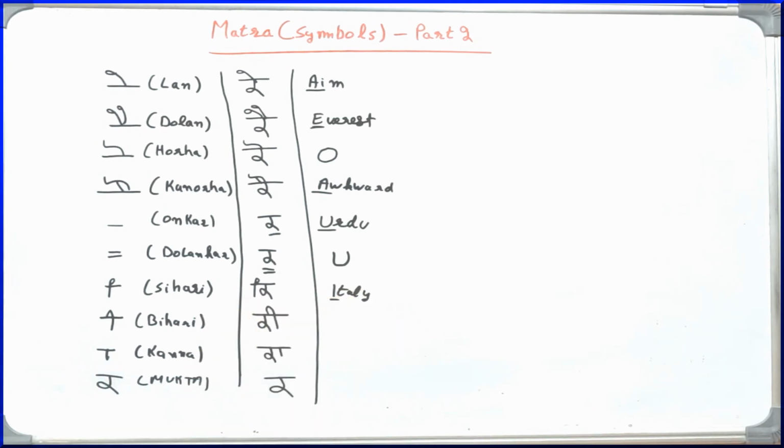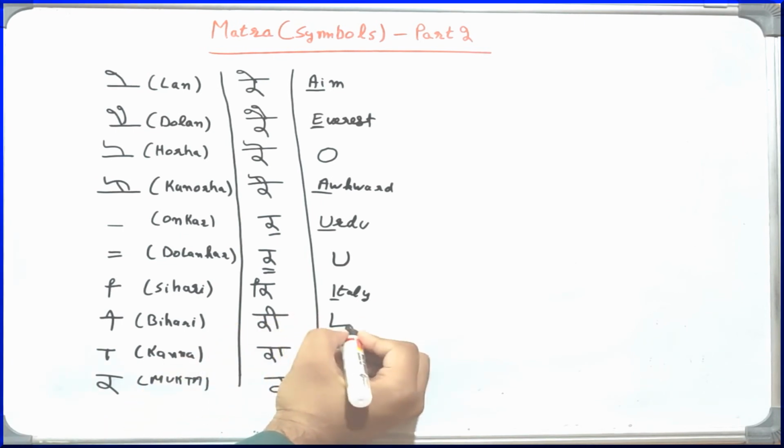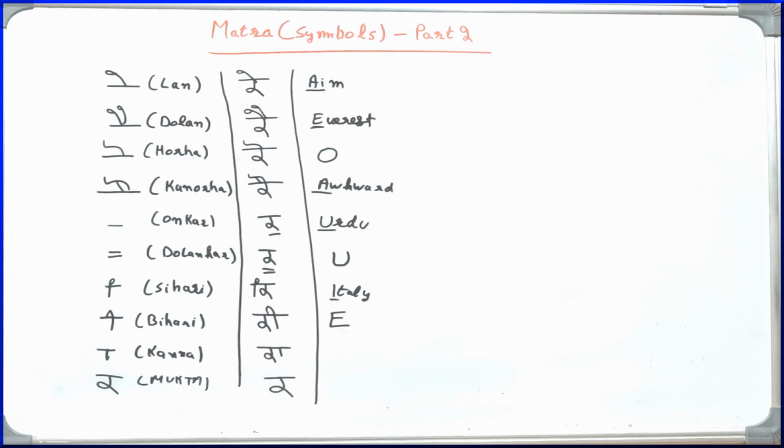Italy. The sound of I will be the sound of Sahari. Italy. I sound. So when we attach a sound with Kakka, it will become K. Next, we have Bihari. Bihari is the easiest sound. We can represent the sound of Bihari with an E. So, Kakka Mukta means K, and when you are going to attach the sound of E, it will become Ki.